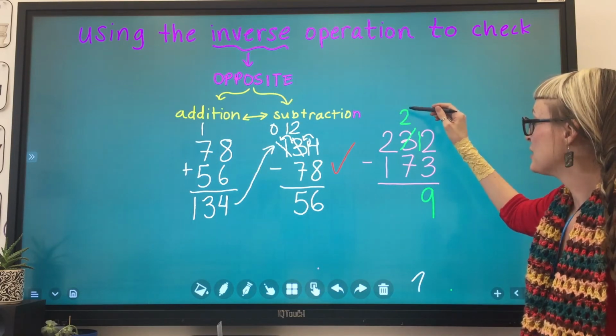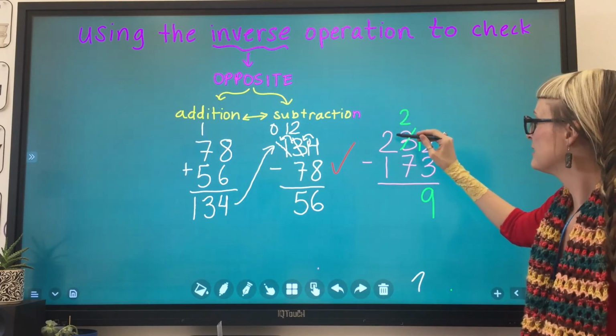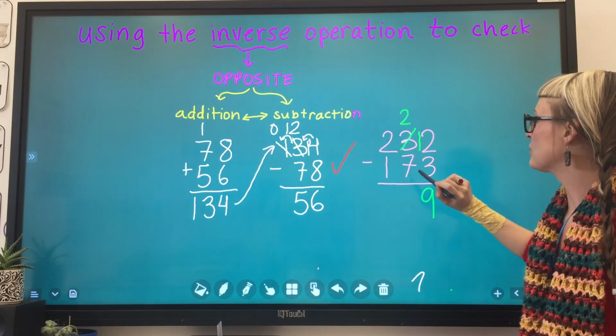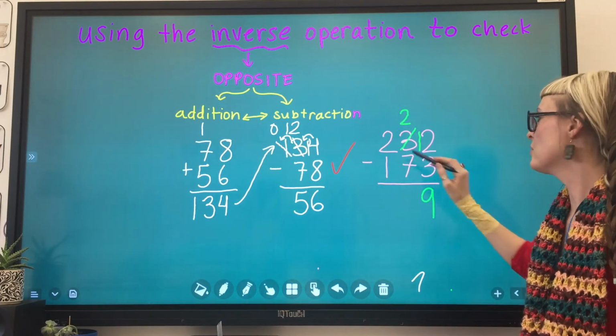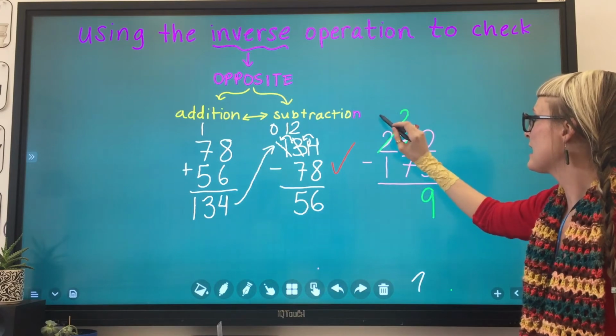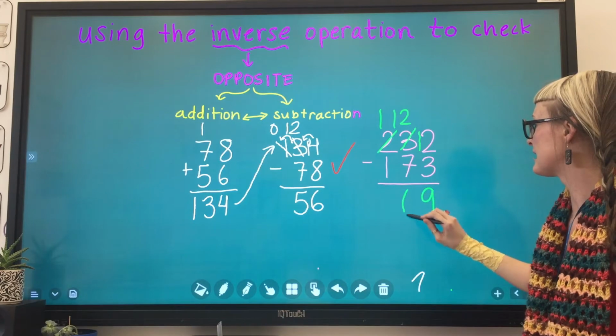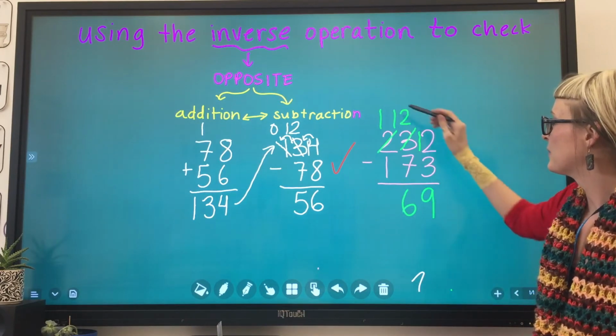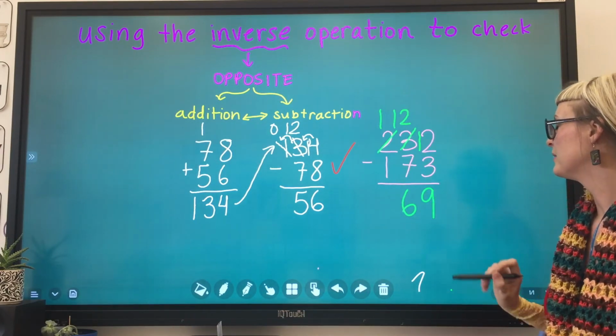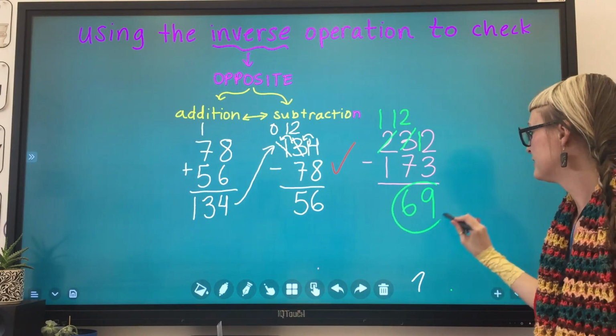Now I have 2 minus 7. I need to go next door and get 10 more. So let's say that I have 12. 12 minus 7 is 6. 1 minus 1 is 0. So my answer is 69.